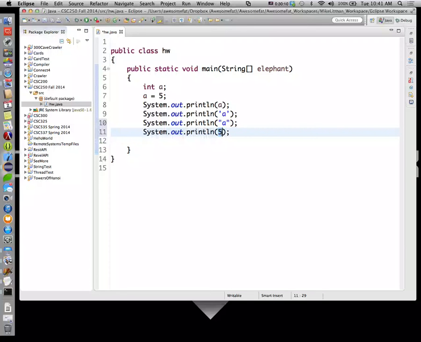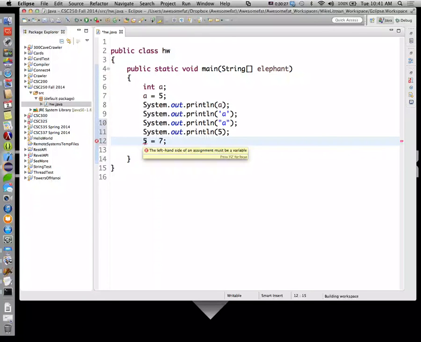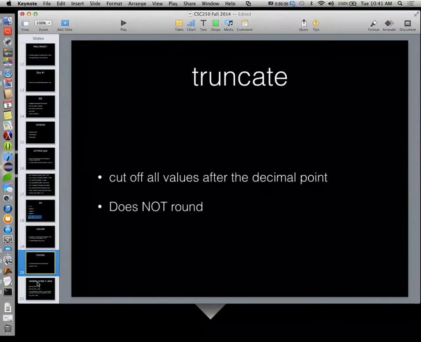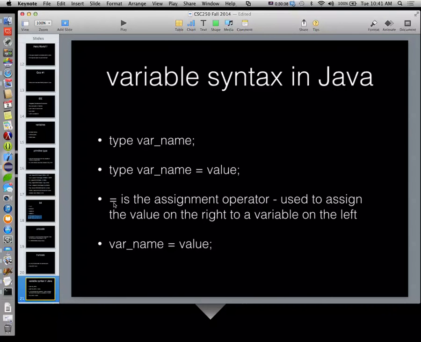Okay, 5 is 5 is 5. We can't change the value of it. We don't get to say, well, I don't like the rules of math, so we're just going to say 5 is actually a 7. Okay, thanks. Not going to fly. Notice that Java's not a fan of this. Hover over the little error here, and it says the left-hand side of an assignment must be a variable. The assignment operator is used to assign the value on the right to a variable on the left. Left-hand side must always be a variable. Otherwise, everything else is a literal.